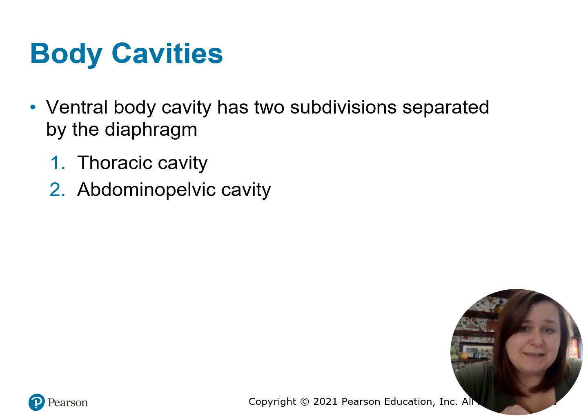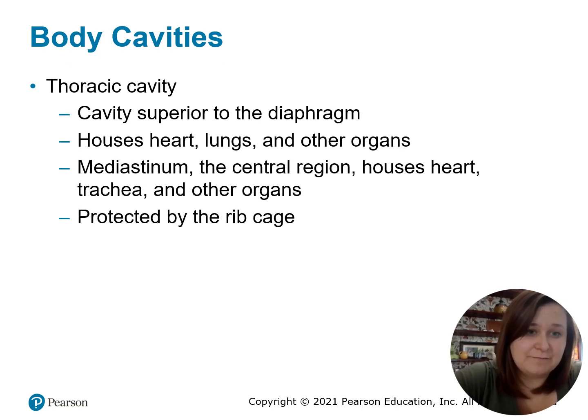The ventral body cavity is going to have two subdivisions separated by the diaphragm. Definitely know that they are separated by the diaphragm. That will come up again. Those two sections are going to be the thoracic cavity and the abdominopelvic cavity.